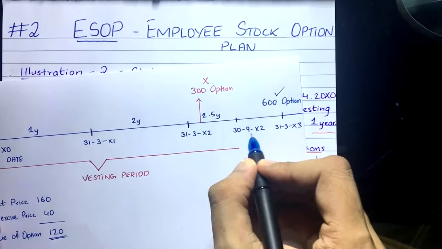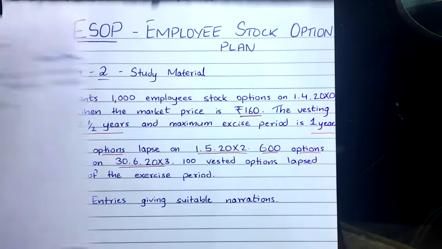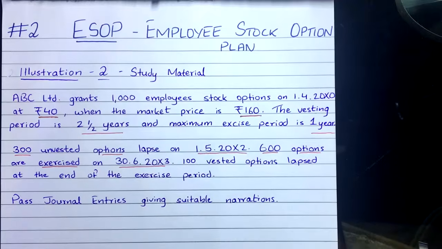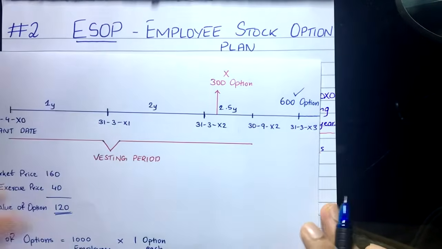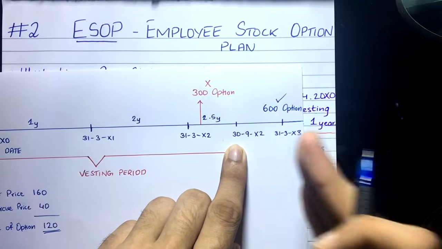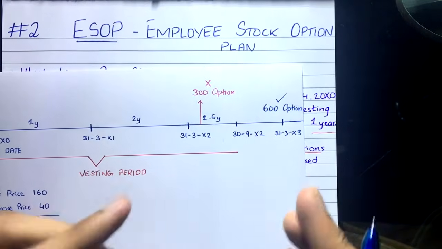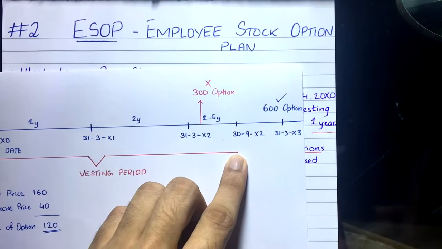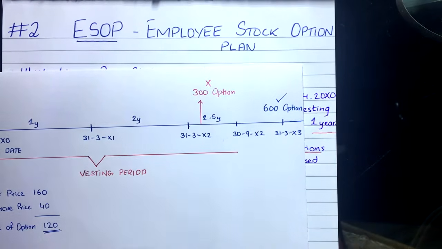So from 30th September 20X2, the exercise period will start, and how long will the exercise period last? They have said the maximum exercise period is 1 year. So if the exercise period is 1 year, that means from September to October, right? Because here you will not take September into account. So from October 1st till October 1st of the next year. That's the exercise period.